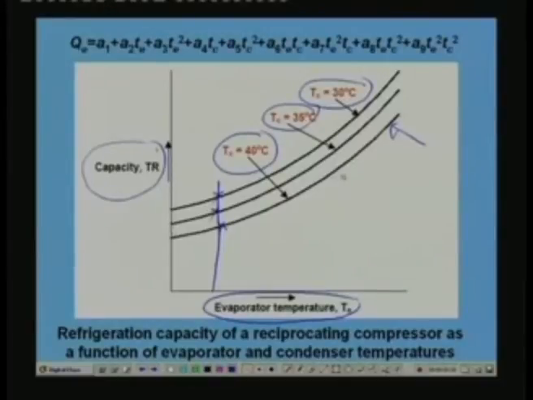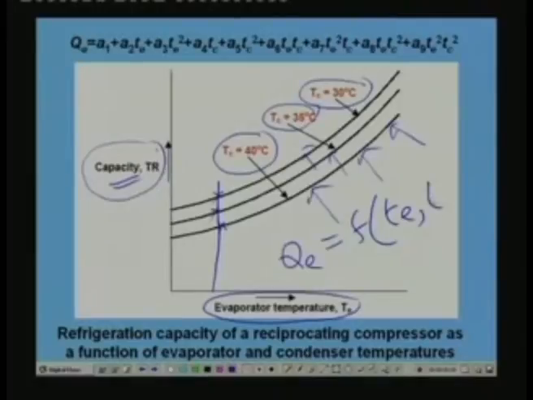So now you have three curves for three different condenser temperatures, as a function of evaporator temperature. Now for each of the curves you can fit an equation. For example, let us say QE is the capacity of the system. So QE can be expressed as a function of TE and TC. Generally it will be an algebraic equation, a polynomial equation, for example. So for this kind of a compressor, it is shown that you can represent the performance characteristics by this equation.